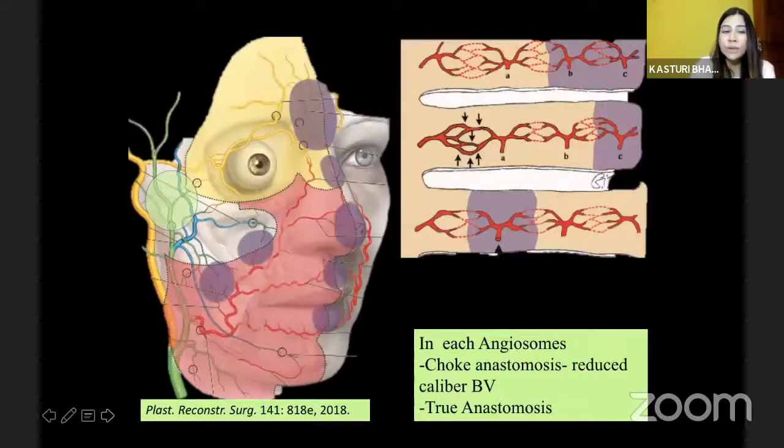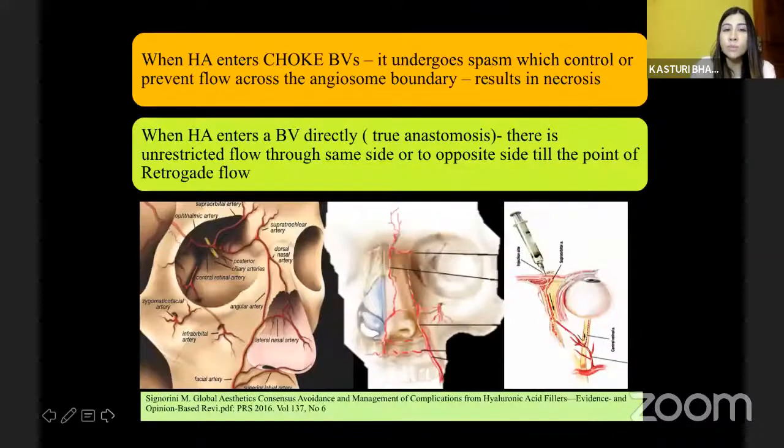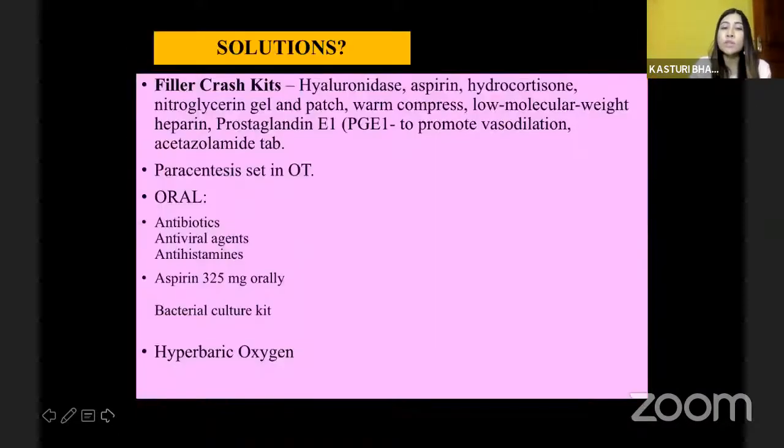The advantage of having all these angiosomes is that in most of them, we have the choke vessels. So whenever these blood vessels are touched, vasospasm leads to a local effect in the form of necrosis. But in case it enters a true anastomosis, it might lead to unrestricted flow through the same side or to the opposite side, up to the point of retrograde flow, and this leads to blindness. So what is the solution?